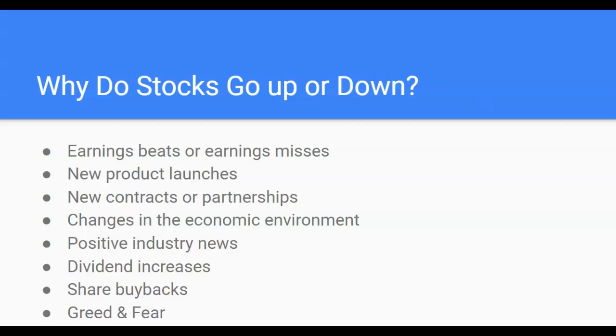So for example, if Apple increases their dividend, that will usually cause the stock to go up, because a lot of people buy Apple stock just for the dividend, because they're dividend growth investors, and that's a good thing.